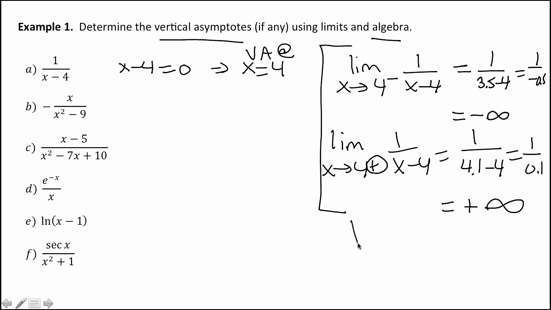Now, how about the overall limit? For the overall limit, we look at both of the one-sided limits, right? But they don't agree. One is negative infinity and one is positive infinity. So we'll just say that it does not exist.